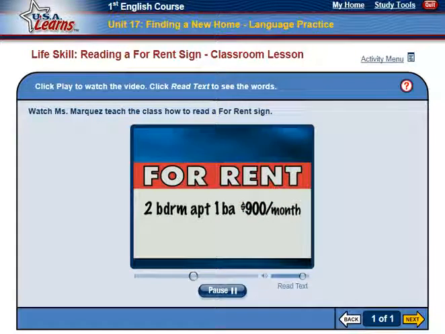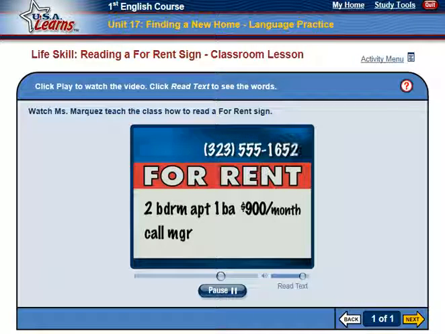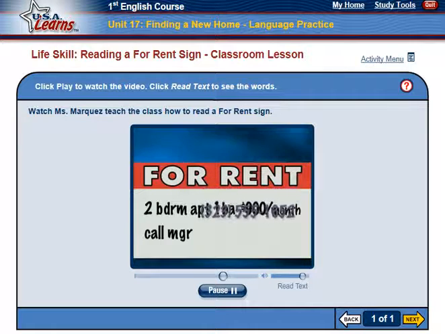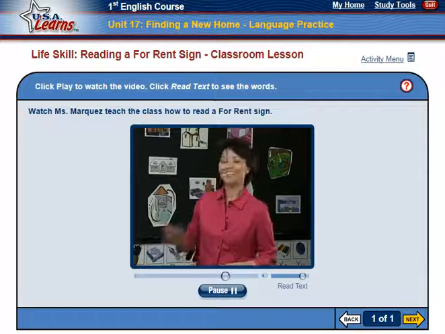If you're interested in the apartment, you call the manager. I shorten the word manager to M-G-R, and I put that onto the sign. Finally, I need to give the manager's telephone number. The phone number is 323-555-1652. Let's put that on the sign. Here's the finished for rent sign.